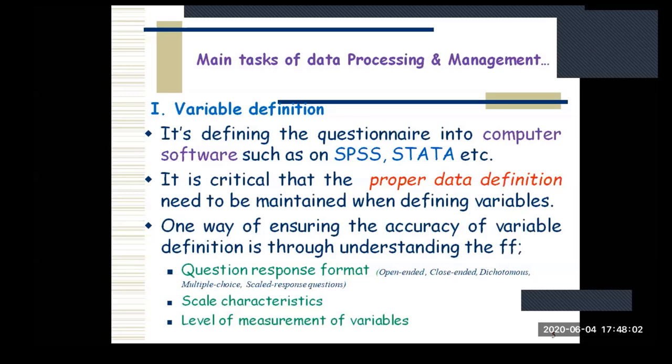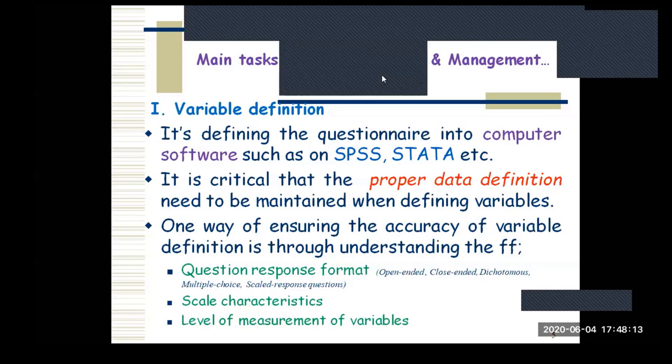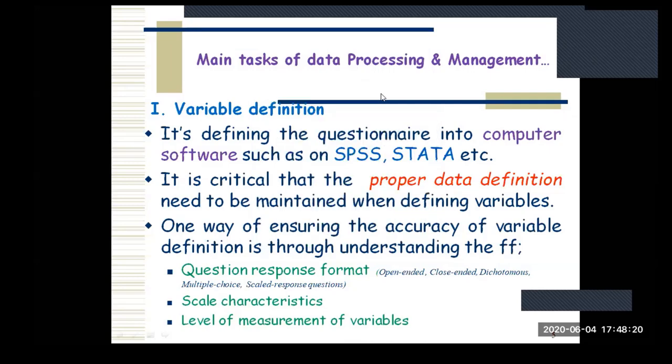Therefore, the first part that you need to consider in data processing and management is that the highest possible data quality needs to be assured. For this, you also need to provide proper data definitions. For instance, let's say the first question is sex. For the first one, you will assign one for male, two for female. Make sure that while you're inserting raw data on these computers, the number two represents female, the number one represents male. Proper data definitions and proper data entry need to be assured.